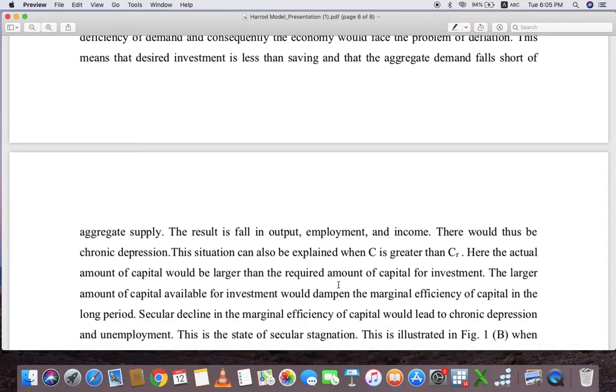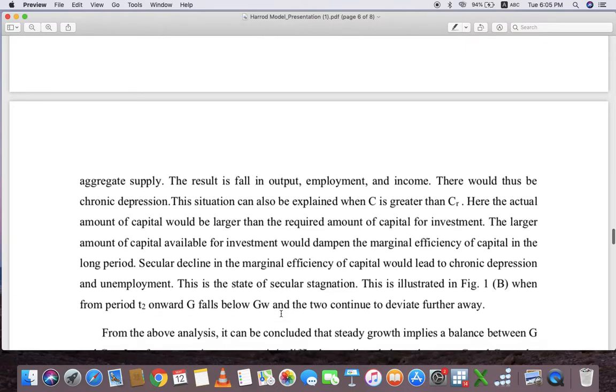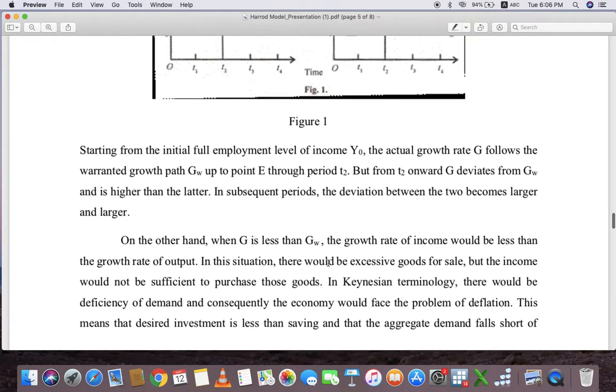So, this will dampen the marginal efficiency of capital. Marginal efficiency of capital will decline in the long run, and so the secular decline in the marginal efficiency of capital will lead to chronic depression, and since production is insufficient, this will lead to unemployment. And this situation is called the secular stagnation situation. This is illustrated in figure 1b.